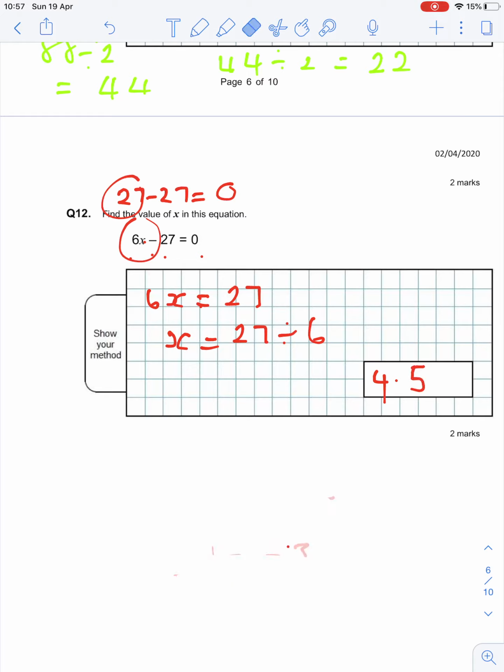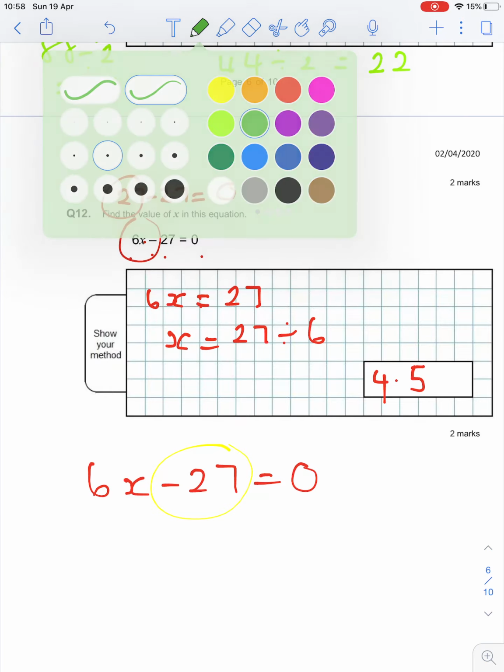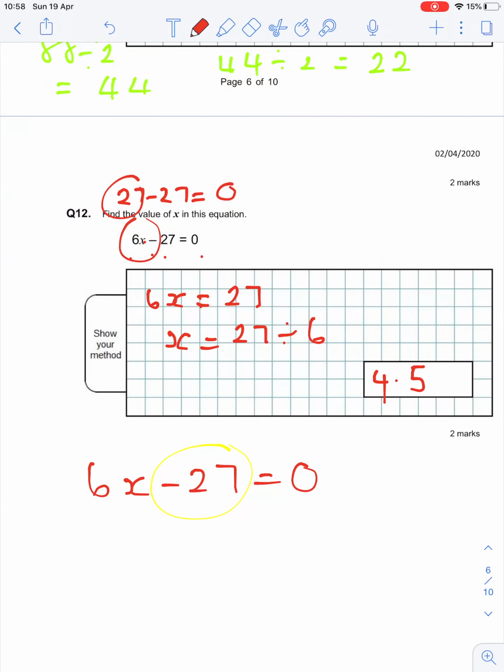Another way to look at that one, if you've done it a different way, maybe with your parents, is to think 6x take away 27 equals 0. I'm going to get rid of this minus 27 here. So I'm going to add 27 onto this side, and I've got to add it onto this side. So I've got to do add 27 and add 27, and then I'm keeping the balance at the equal sign. 6x equals 27, x equals 4.5. Just a different way to do it.